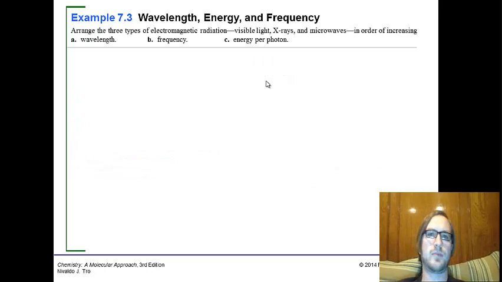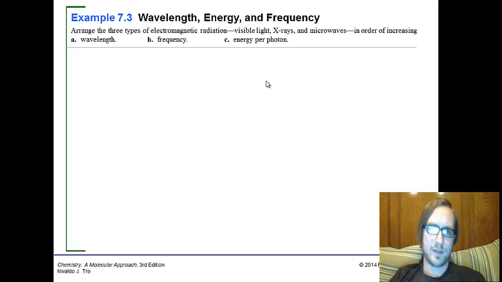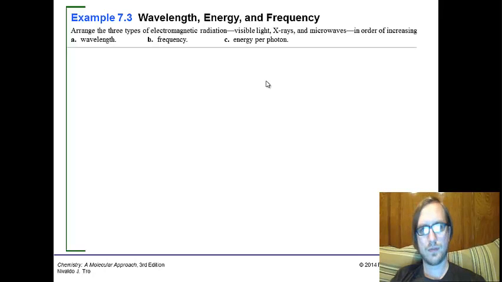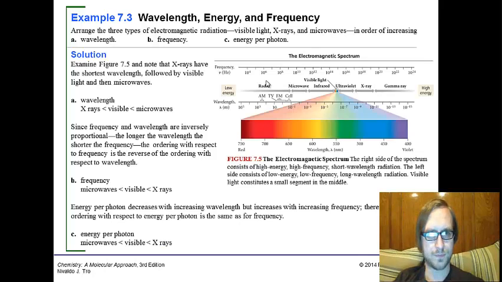All right, example 7.3, wavelength, energy, and frequency. Arrange the three types of electromagnetic radiation, visible light, X-rays, and microwaves, in order of increasing wavelength, frequency, and energy per photon. They only picked out three. Remember, we can label radio, gamma, ultraviolet, infrared. There's all kinds of stuff. We just have to understand what means what. So I guess we'll throw it all together.